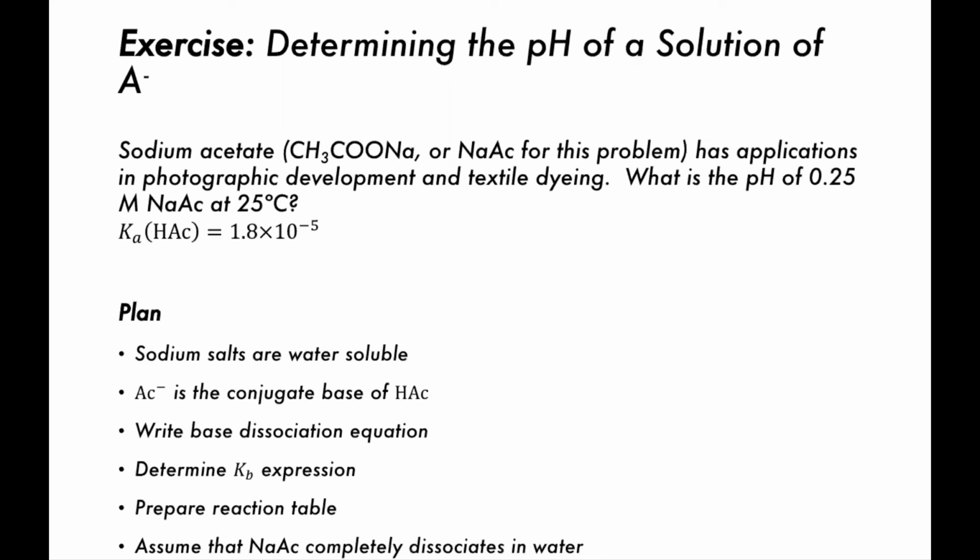So our plan here is to understand that sodium salts are water soluble, and that acetate is the conjugate base of acetic acid. We're going to write a base dissociation equation. We're going to determine Kb. We're going to prepare a reaction table, and we're going to assume that sodium acetate completely dissociates in water, which seems reasonable since sodium salts are generally water soluble.